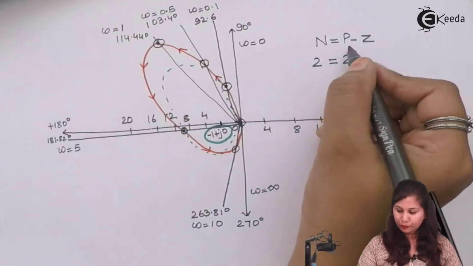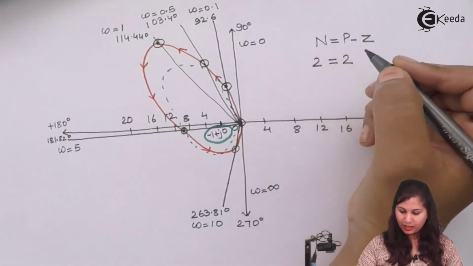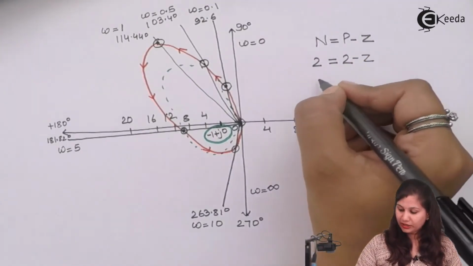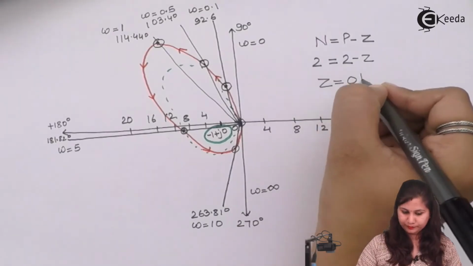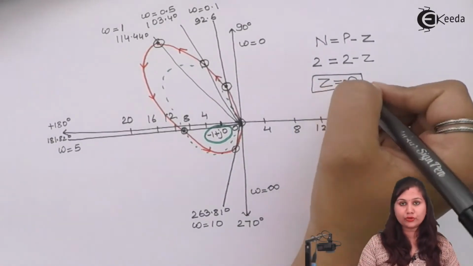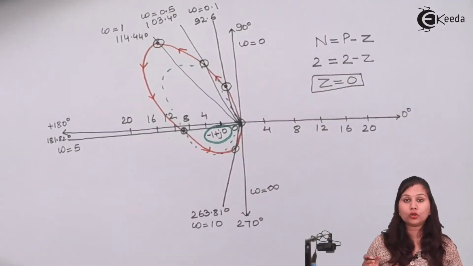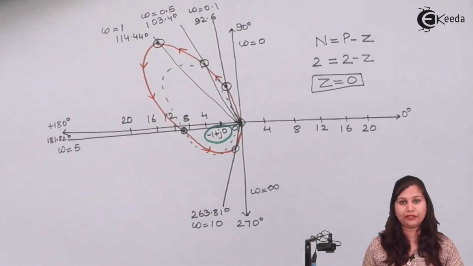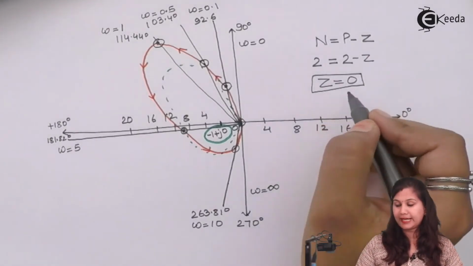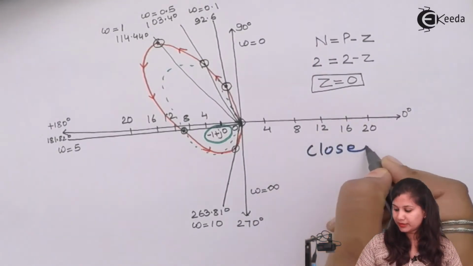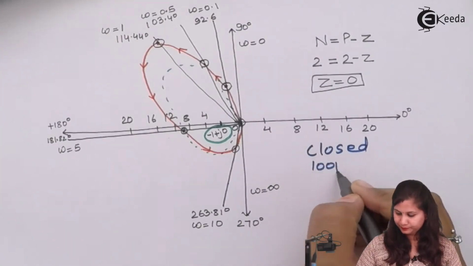So we have two poles, and then zeros, we are going to calculate the value of Z. So Z will come out to be 0. So if Z is equal to 0, then we can say that the closed loop system is stable. Okay, so here we can make a comment about the stability of the system, that Z is coming out to be 0. So we can say that the closed loop system is stable.